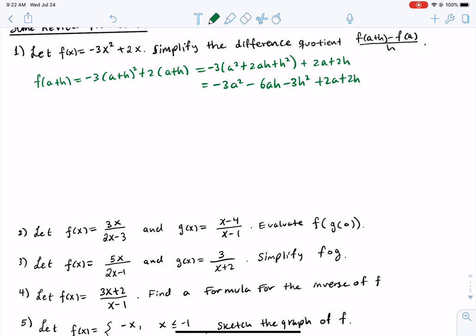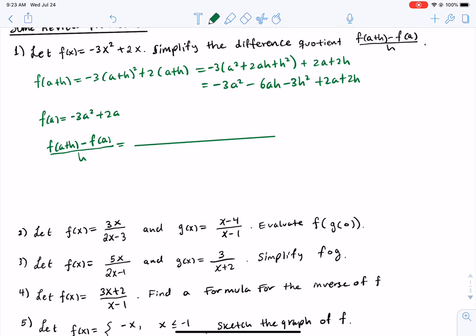And we have f of a, and f of a will equal negative 3a squared plus 2a. When we put this in the formula, we're going to get f of a plus h minus f of a, divided by h. And this is what we're going to get, right?